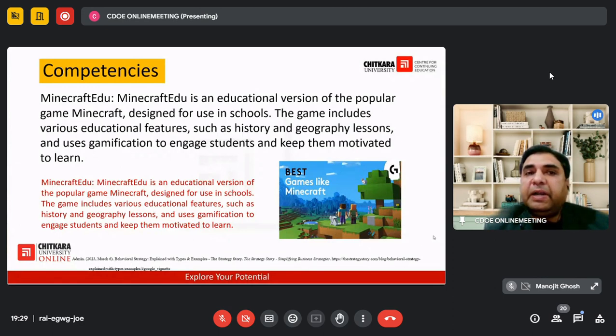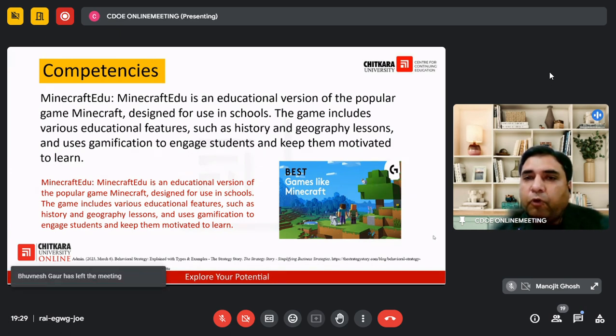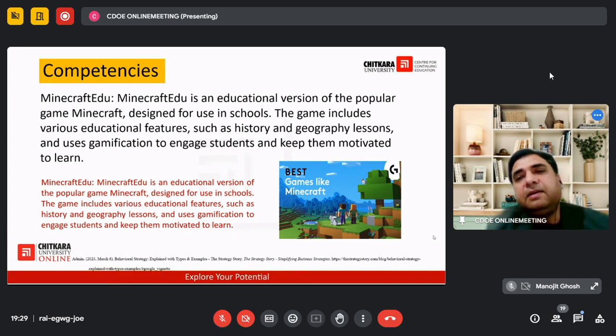Now, what is the competency? They were the players who thought that we want to give a gamified image to the kids, for the content which they are regularly studying in their classes. This is the competency they had. And with this competency, they are earning crores of rupees. They are earning billions. So Minecraft Education is an educational version of the popular game Minecraft, designed for use in schools.